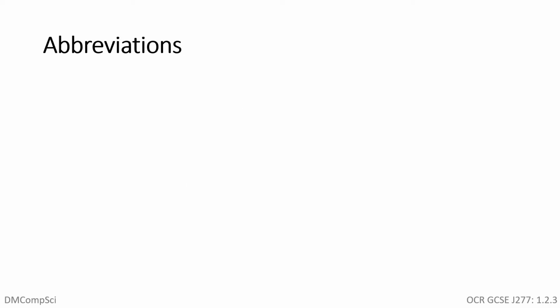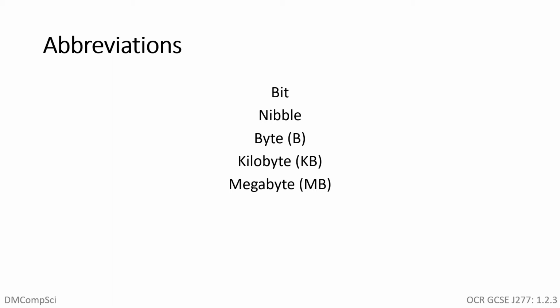When looking at data storage, you will see that the units of measurement are expressed as their abbreviations. Bits simply stay as bit, as does nibble stay as nibble. Byte is expressed as a capital B. Kilobyte is expressed as KB, megabyte is expressed as MB, terabyte is expressed as TB, and petabyte is expressed as, you guessed it, PB.